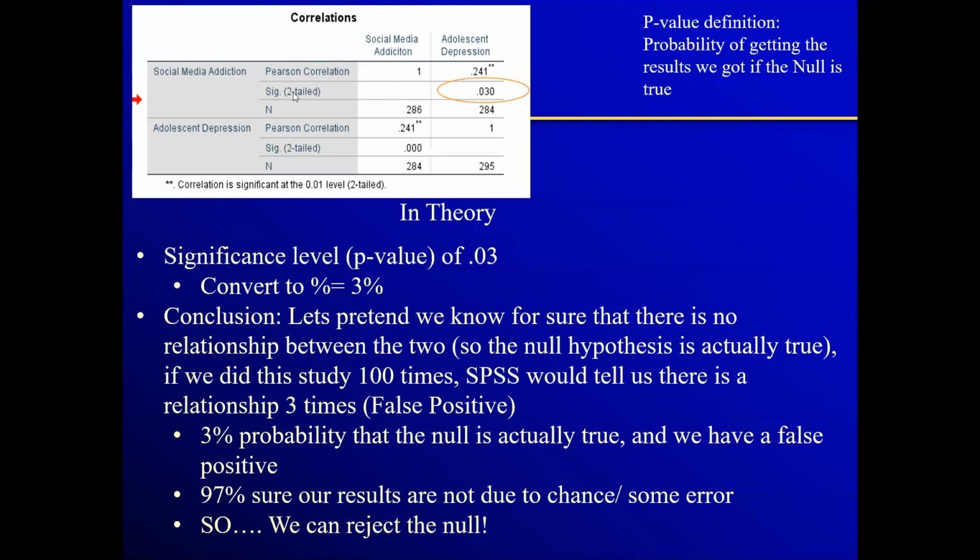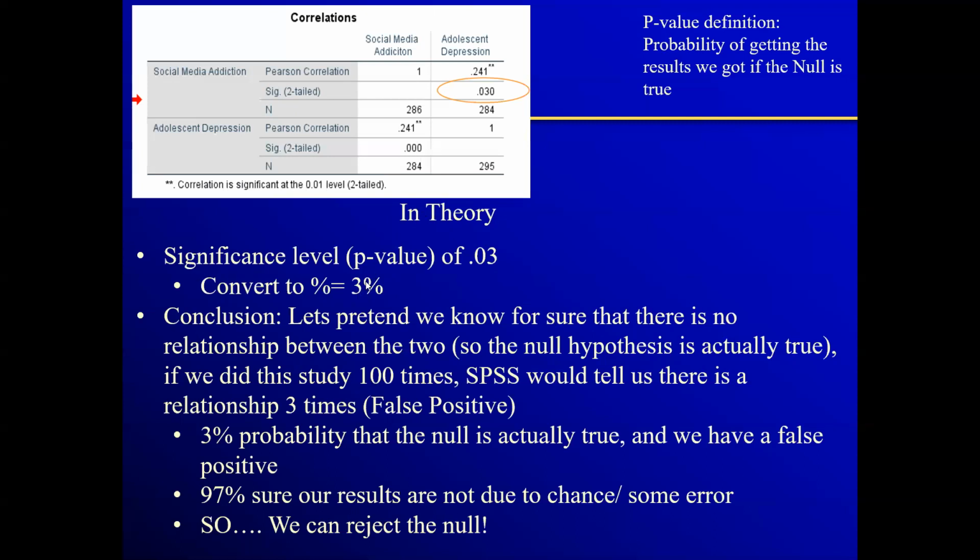The second row right here, which I have circled in orange, is the p-value. So we have a significance level, or a p-value, of 0.03. Okay, so let's come down here. I worked through this. The p-value of 0.03, let's convert that to a percentage, because it's just a decimal. 3%. Everybody with me so far? Just basic math right here. I just converted it to 3%.